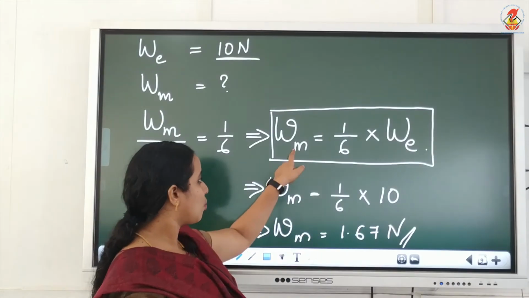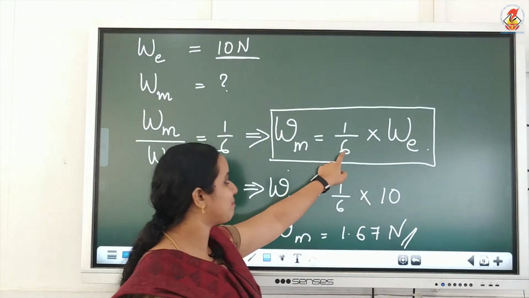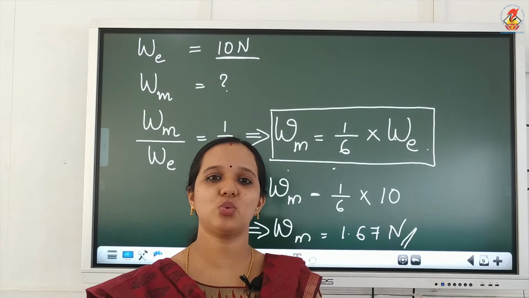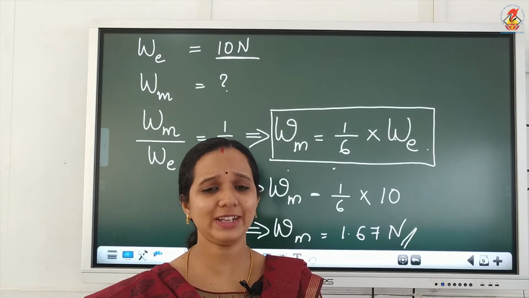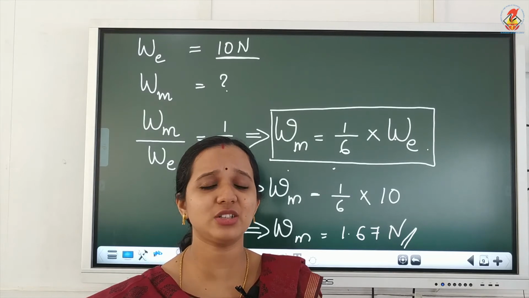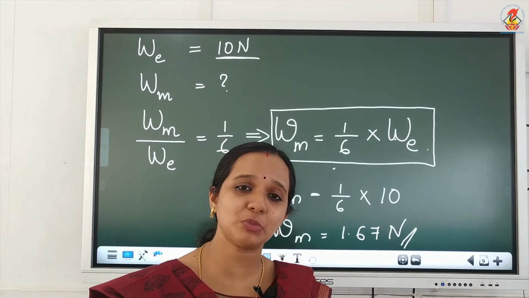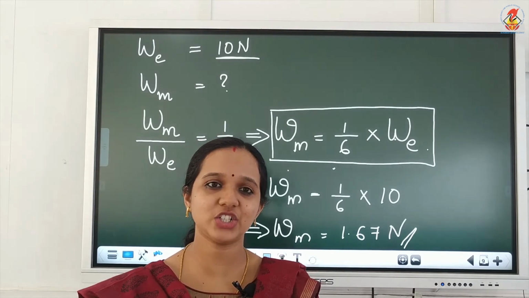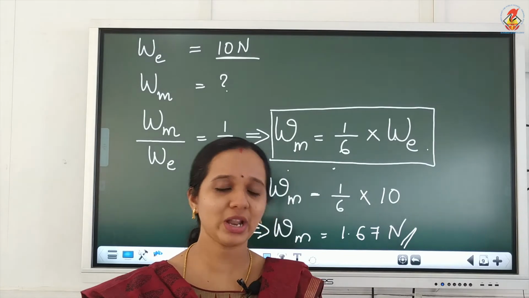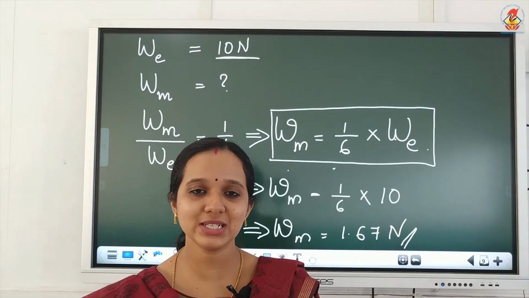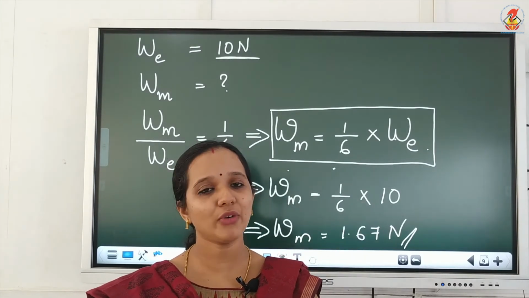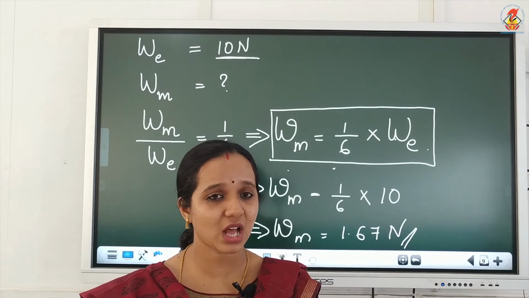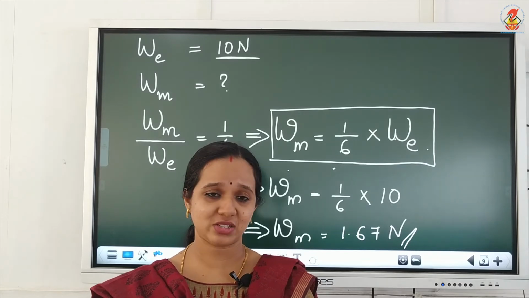We know that weight of an object on moon is 1 by 6 times the weight of the object on earth. Why is it so? It is because acceleration due to gravity on moon and on earth is different. Hence the difference of 1 by 6 times. Okay. That is the answer for the second question.